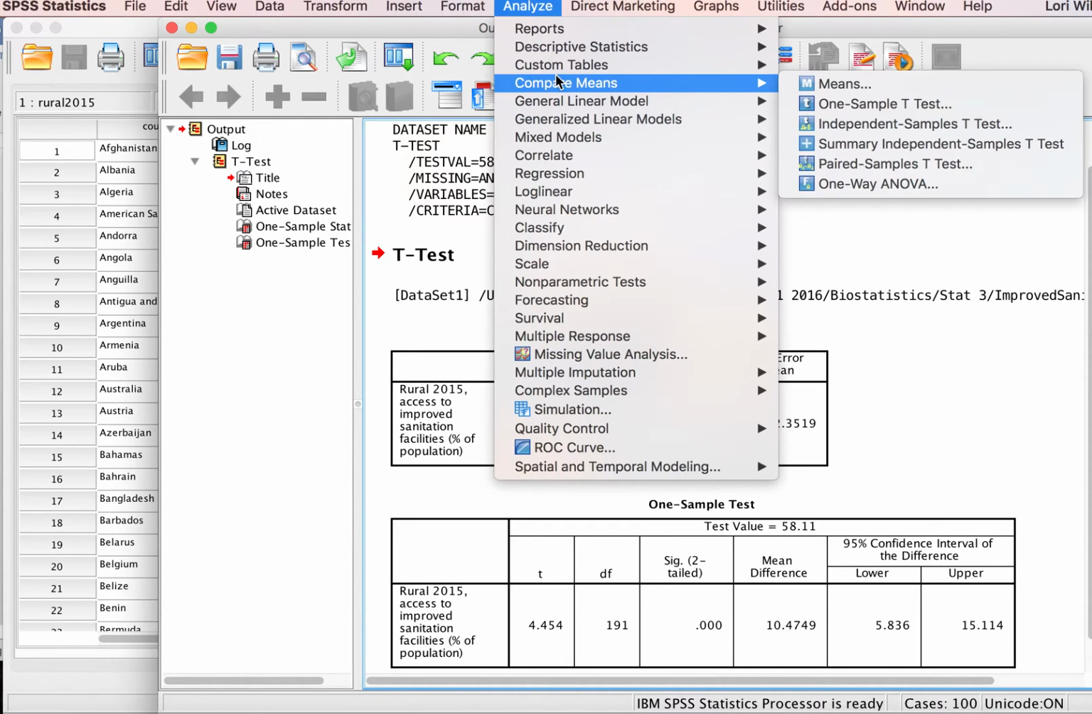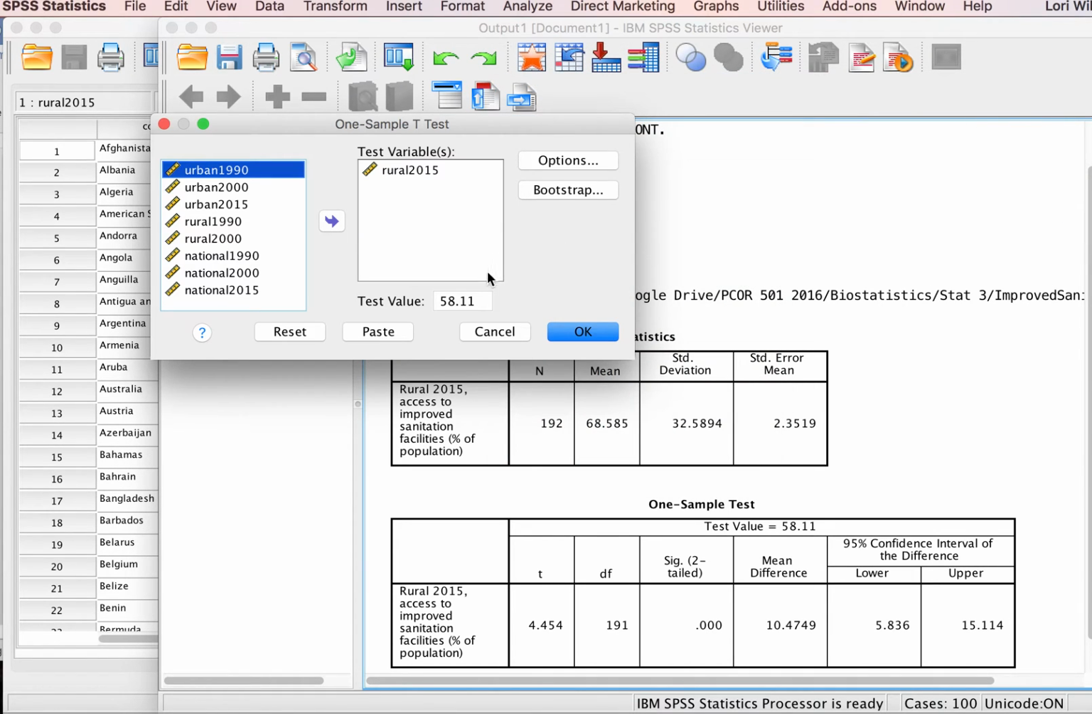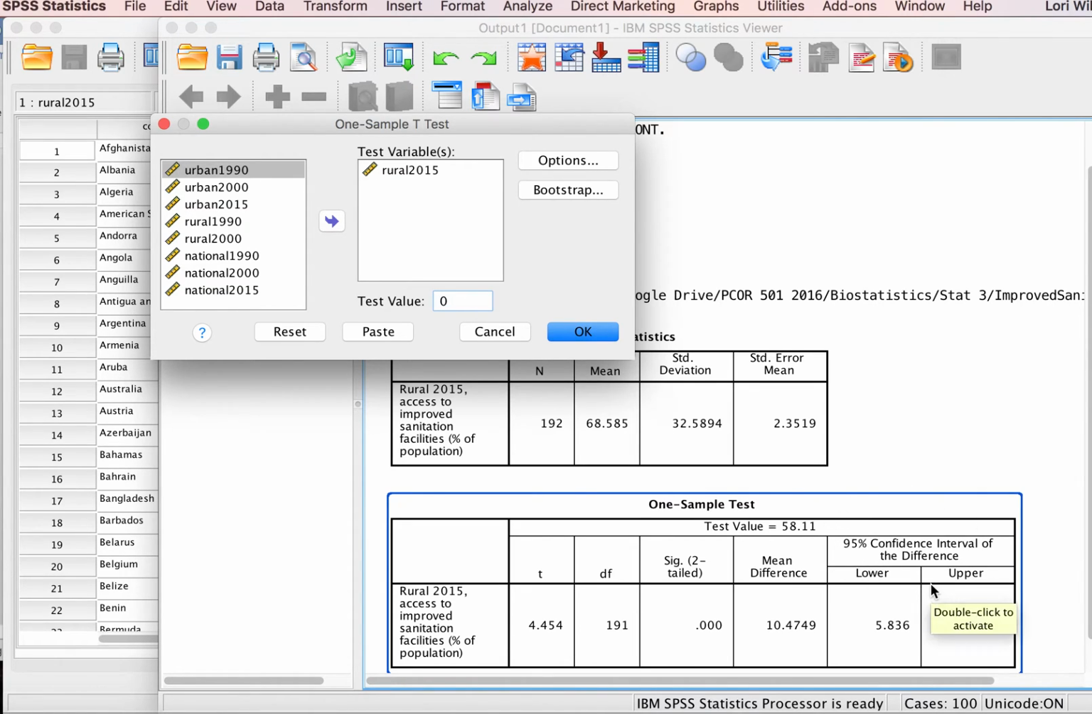Go to Analyze, Compare Means, One Sample t-test. And if I change this test value back to 0, then what that means is that the 95% confidence interval of the difference ends up being the same thing as the 95% confidence interval of the mean. And I'll show you why that is in a minute.